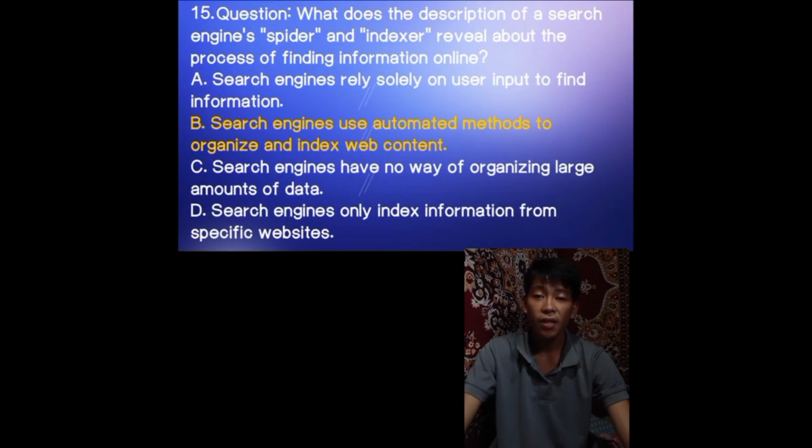So for number 15, the correct answer is letter B. Search engines use automated methods to organize and index web content. So the description of the spider crawling and collecting data, that is the spider, and the indexer, it is organizing data. It shows that search engines use automated processes to manage the vast amount of information on the web.